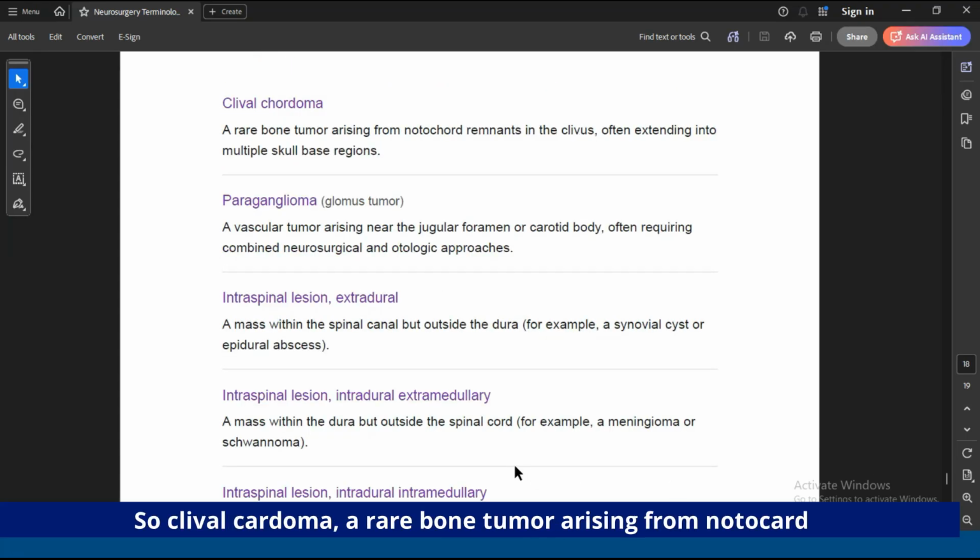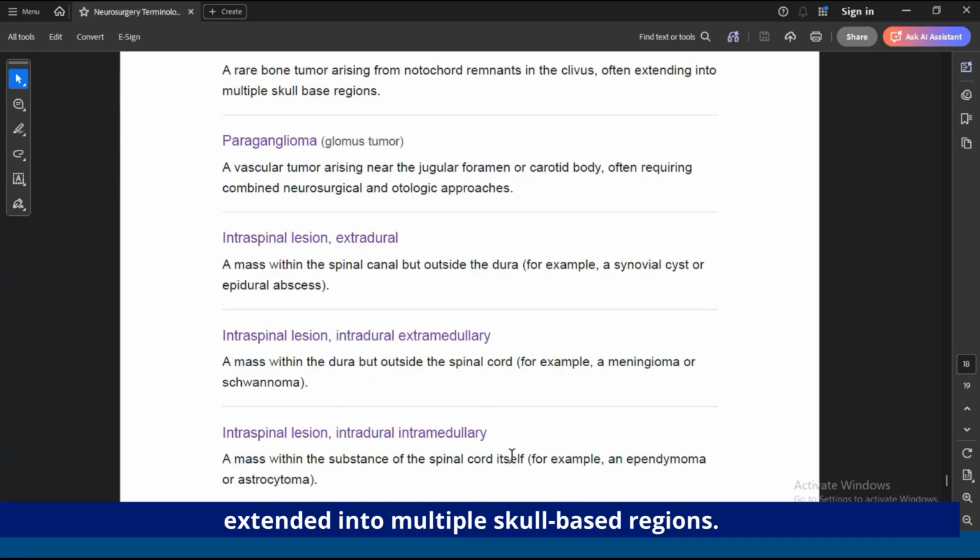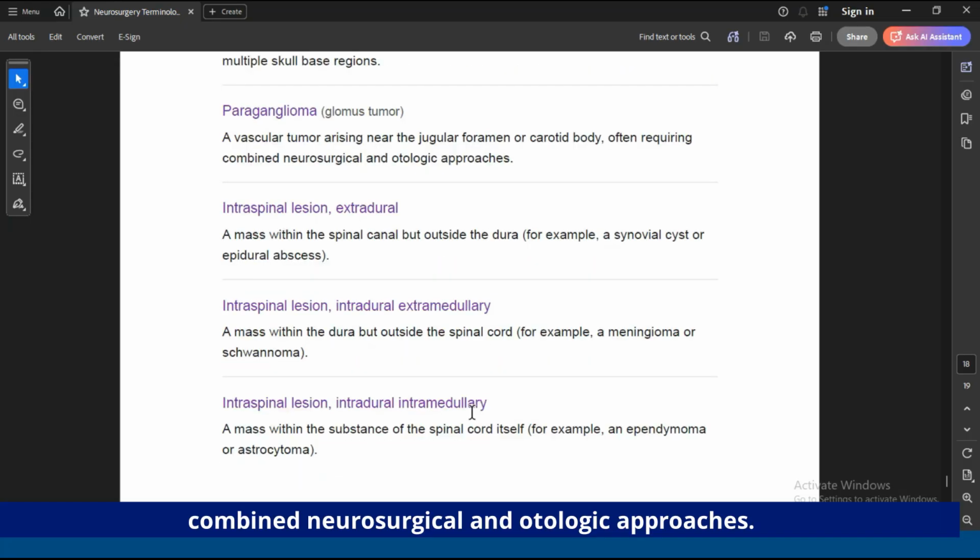So clival chordoma, a rare bone tumor arising from notochord remains in the clivus, often extending into multiple skull base regions. Paraganglioma, other name for paraganglioma is glomus tumor. So vascular tumor arising near the jugular foramen or carotid body, often requiring combined neurosurgical and otologic approaches.